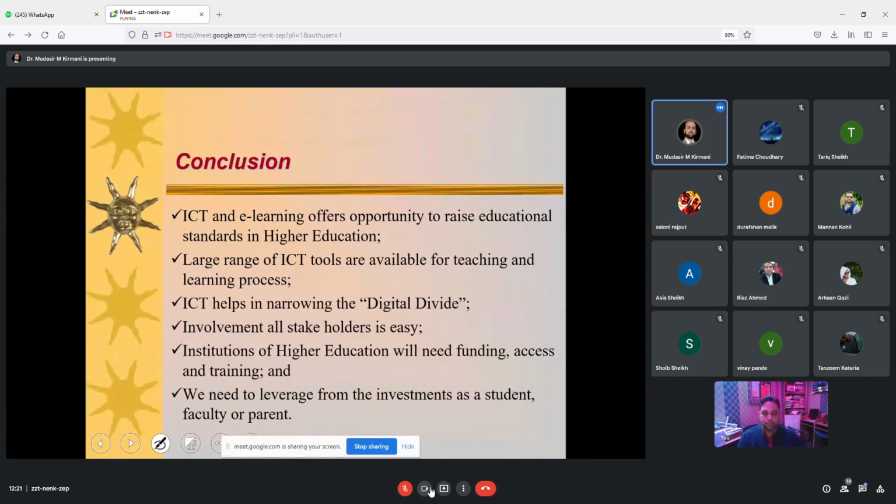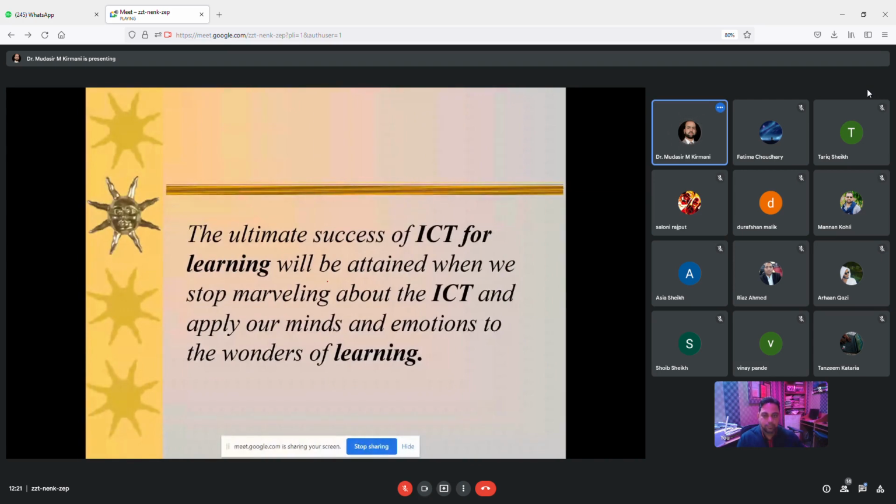And proper training also is required. Like if I'm having an audience of 50 or 60 or 10 or 15 people, then we need to ensure that they are trained so that they can use technology. Then we need to leverage. Whatever we have invested, we need to get benefit from that. If we don't get benefit, then there is no fun in having technology.